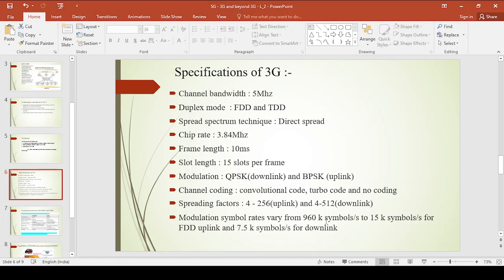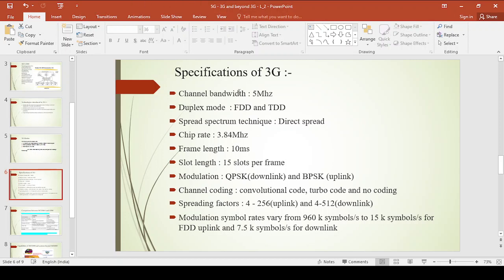That's why you'll have 960 kilo symbols per second and 7.5 kilo symbols per second. If you observe the units, you will have symbols per second. Symbol rate is nothing but the change in the symbol across the transmission medium per unit time, right? Now this may vary from 960 kilo symbols per second to 15 kilo symbols per second for uplink, and 960 kilo symbols per second to 7.5 kilo symbols per second for downlink, right? Now these were the specifications of 3G.